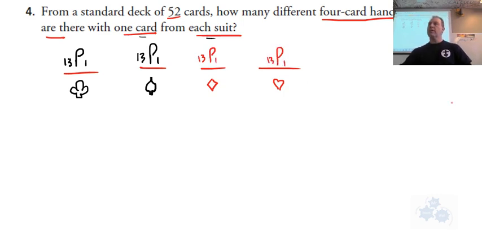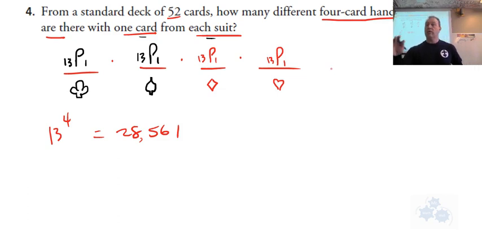Okay, so we figure we're going to multiply those, I guess, eh? You think? Going to multiply those? Okay, let's give that a try. So 13 times 13 times 13 times 13, or 13 to the power of 4. What do we get there? Is that 28,561? Okay? Now, does this look okay so far? Is this making sense? All right.